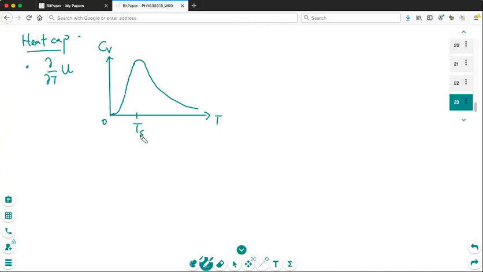Analytically, you take the expression for CV, you do the calculus, you'll be able to find the temperature at which CV is maximum. And this has a name. This is called a Schottky anomaly.